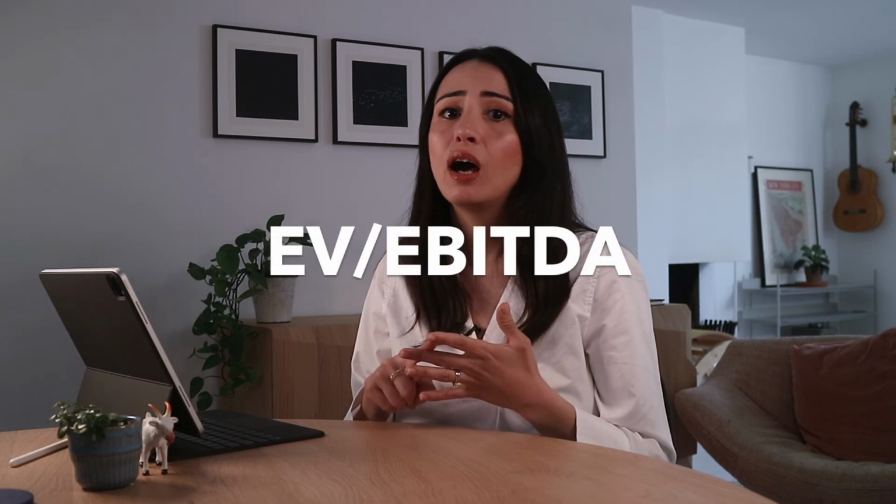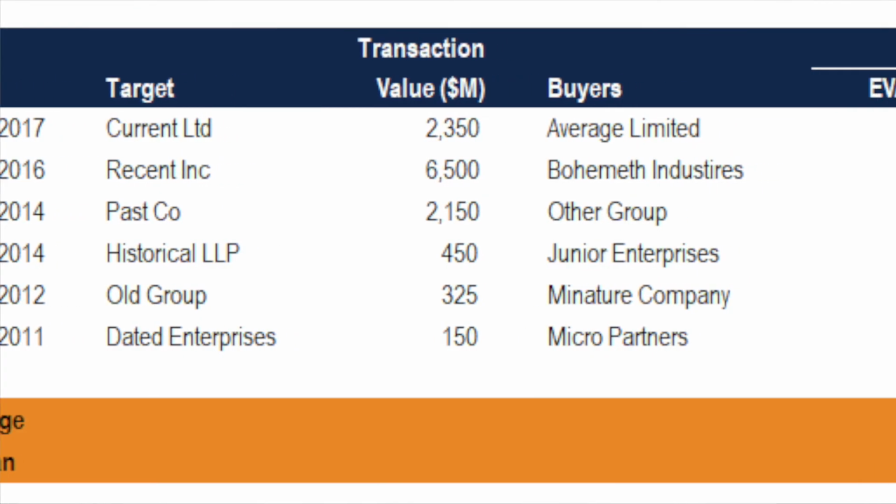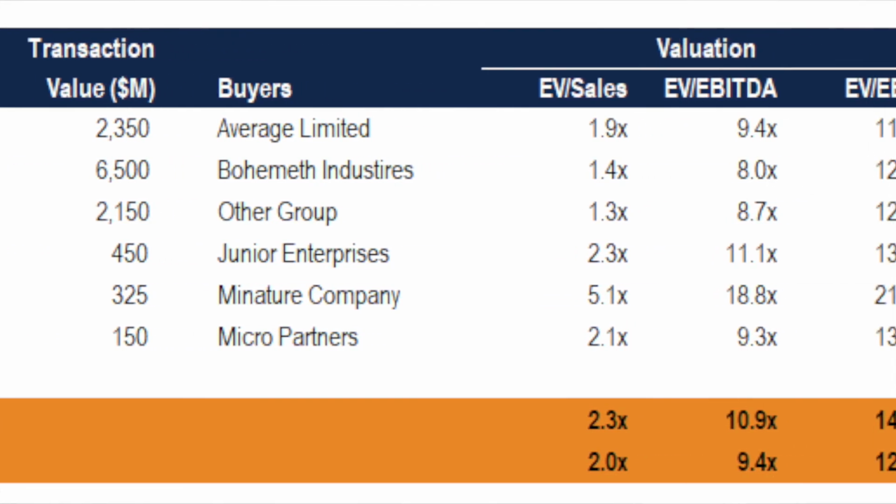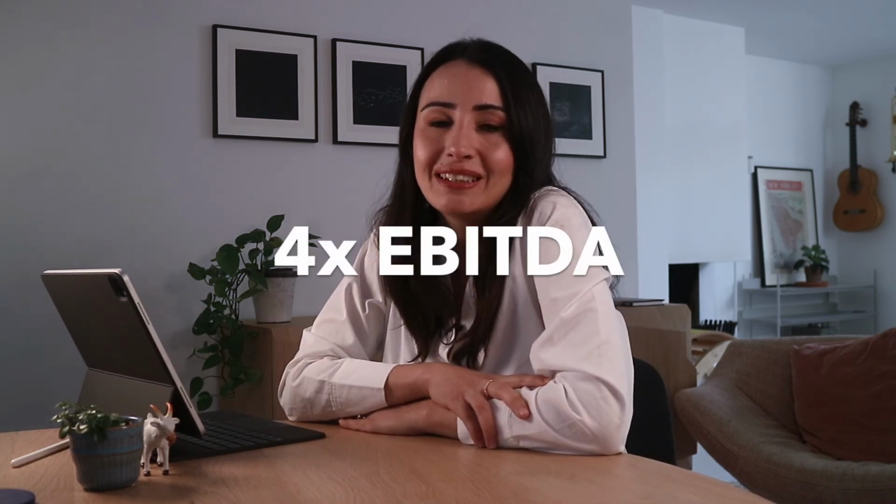When using preceding transaction method, analysts calculate multiples, just like in the comparable company analysis that we previously explored. These are usually EV to sales, EV to EBITDA, and EV to EBIT. Then they find the median values of these multiples. Multiplying these median values with your revenue metrics gives them a valuation. Let's say the median EV to EBITDA of the preceding transactions was 4. This means your company is worth 4 times the latest annual EBITDA.